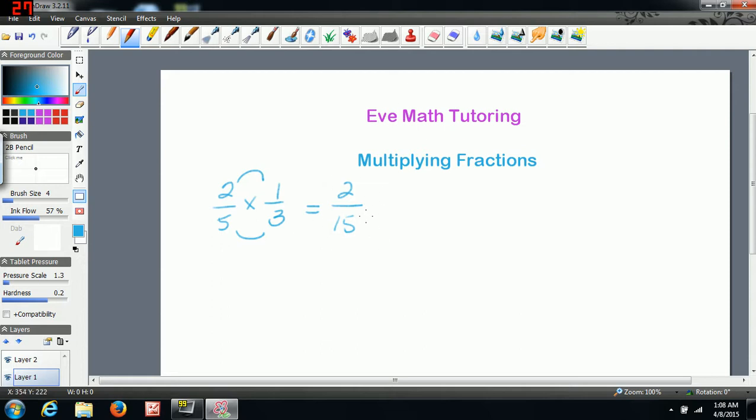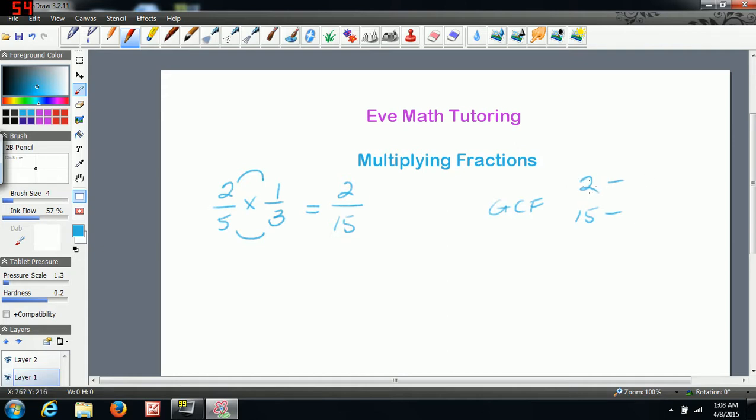Once we get our answer, we have to make sure that it's fully reduced. To figure out if this is fully reduced, what we can do is see if there's a greatest common factor between 2 and 15 that we can divide 2 by and 15 by. So to find the greatest common factor of two numbers, what you're going to do is list the factors of each number. And the factors of each number are the numbers that divide that number.